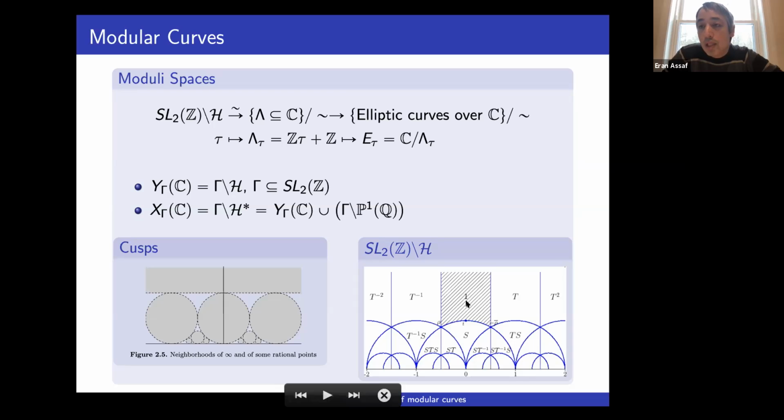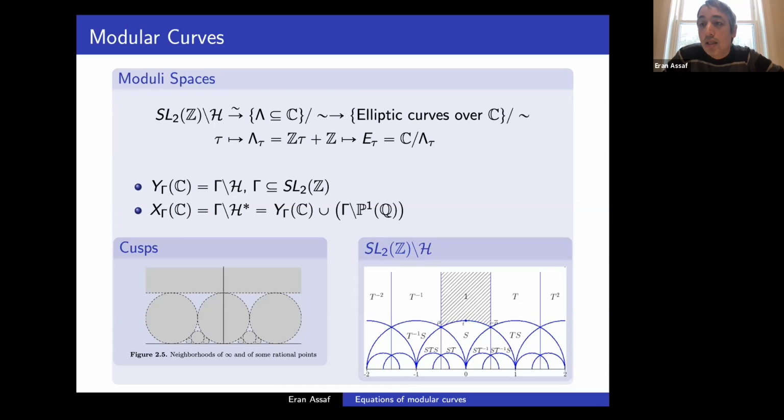Now, if we just added these points with the complex topology, our quotient wouldn't be Hausdorff. There would be too many points in the neighborhood of each such point. So to get a really nice space, what we do, as you can see on the bottom left side of the screen, is that for the point at infinity, we add neighborhoods of the form: all the points which have imaginary part large enough. So the larger your imaginary part is, the closer you are to infinity.